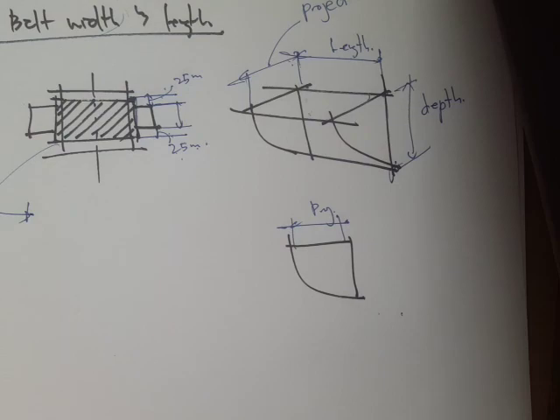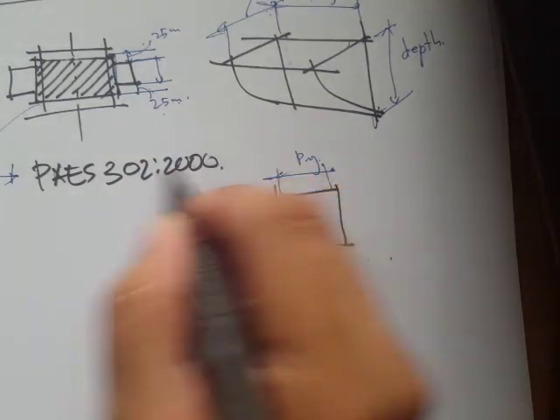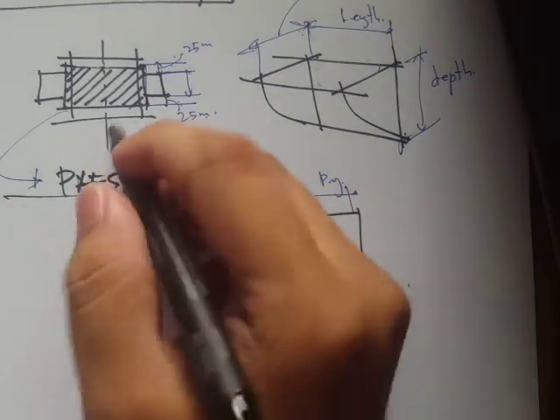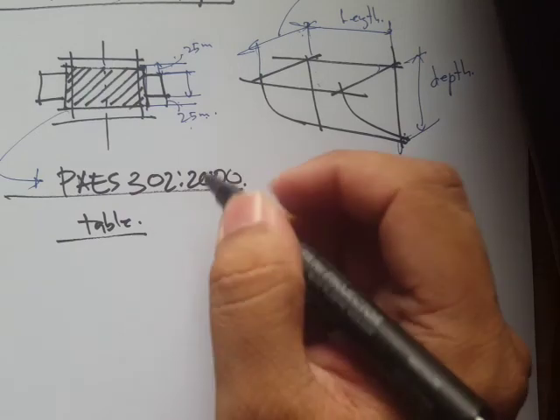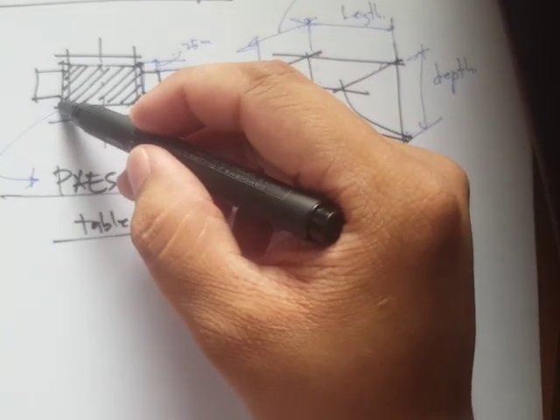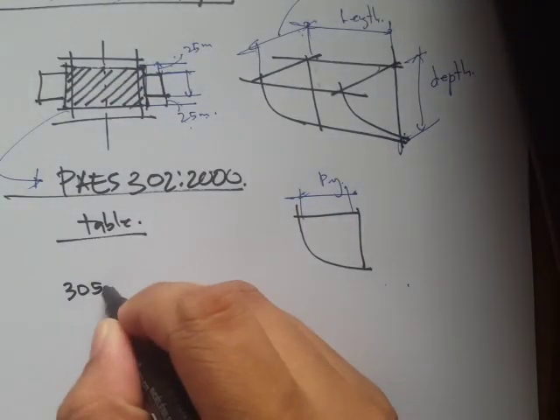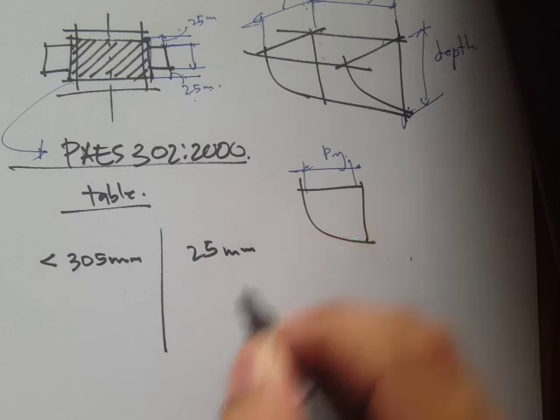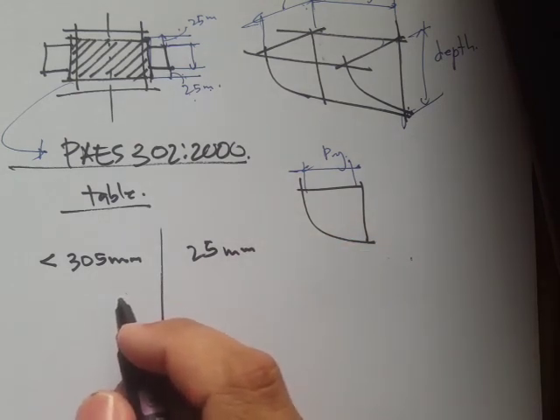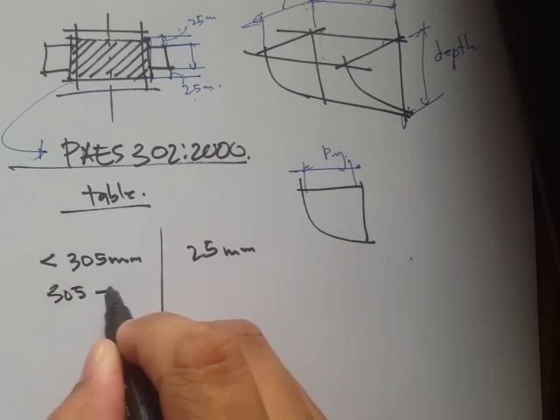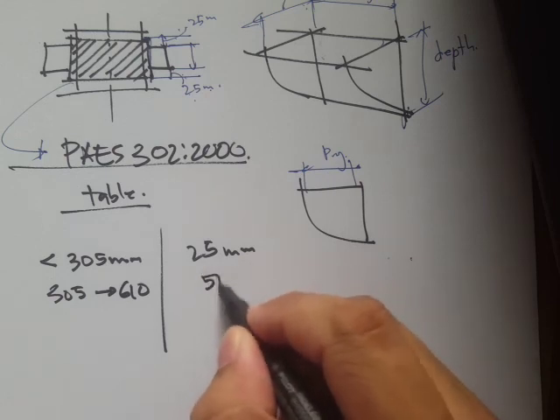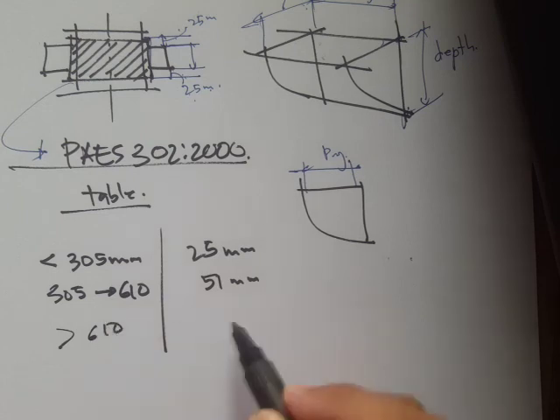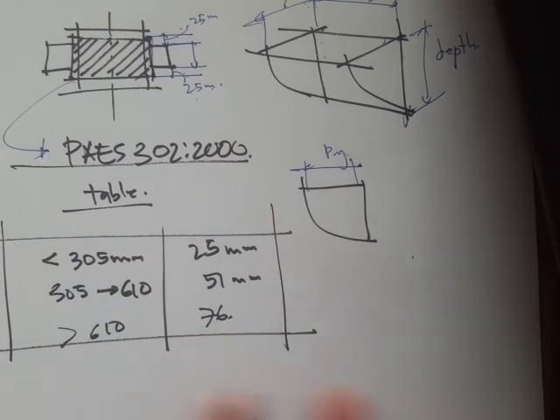Now for the pulley width, the pulley will be greater than the belt width. For the pulley width, we have to refer to our PAS 302-2000, the specifications for flat belts. In table 9, it states that, for example, if you have a belt width of 300 mm, I think that's 305 mm or less, then you have to add an allowance of 25 mm. But if you have, let's say, 305 to 610, then you have to add, say, 51 mm, and then over 610, then you have something like this. Okay, so we have to refer to this standard.